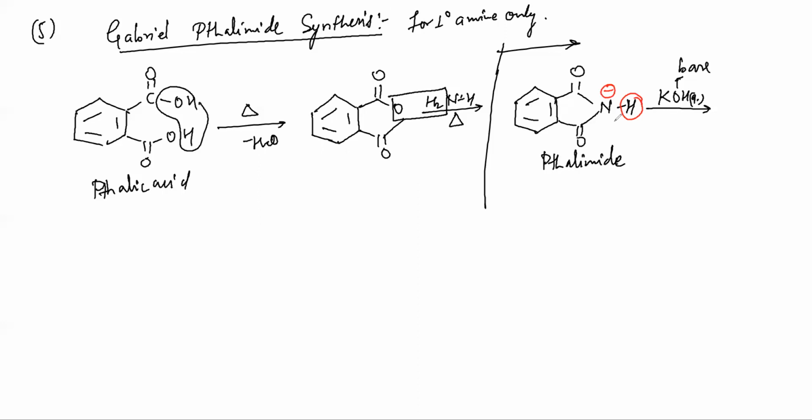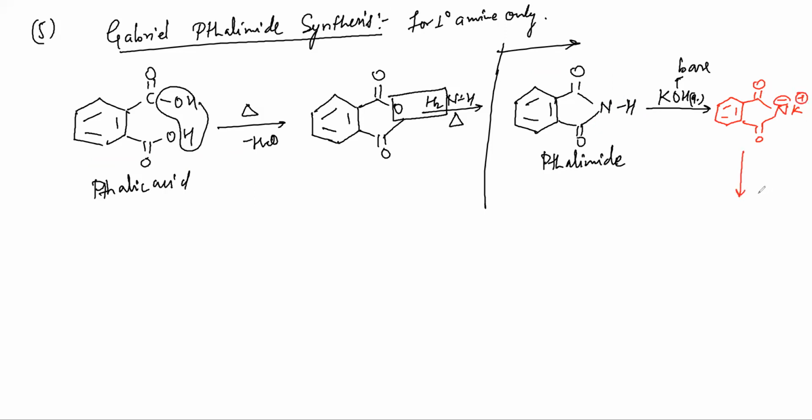If it is asked in exam, don't start from here; directly start from here only. So if you remove this H, you will get a minus, and this minus is resonance stabilized. So of course it is called acidic H. Now what does the base do? Base just pulls this H off and it gives you something like this.